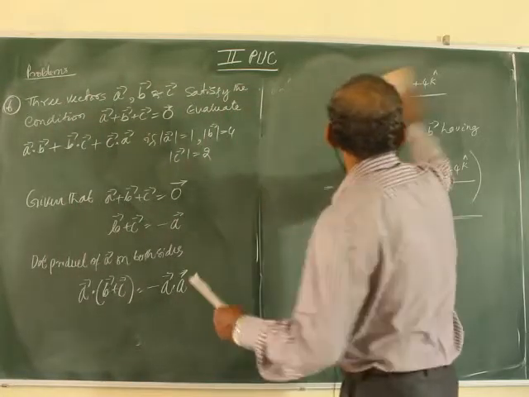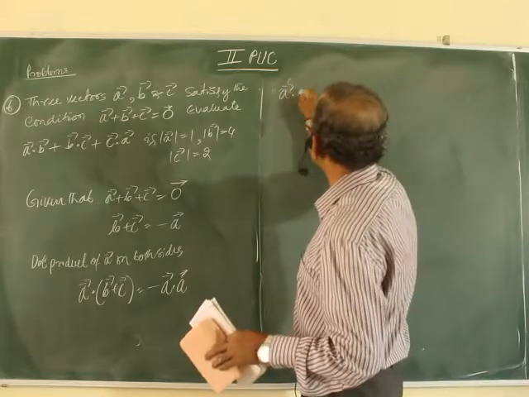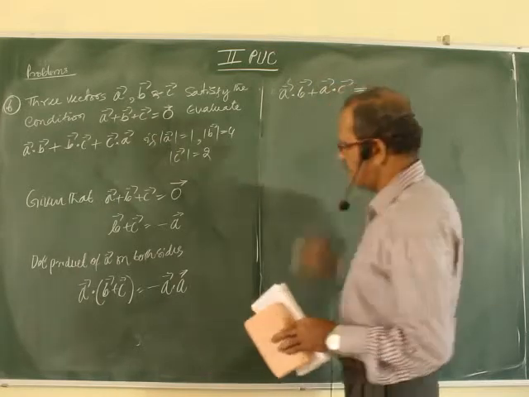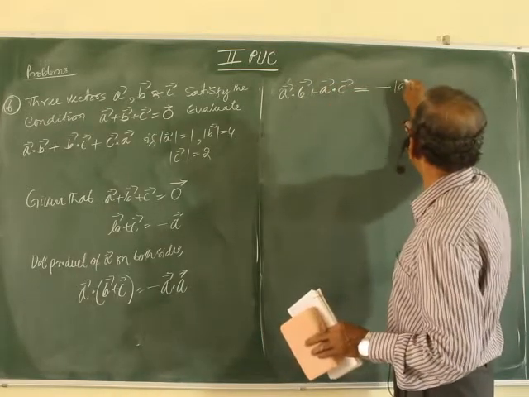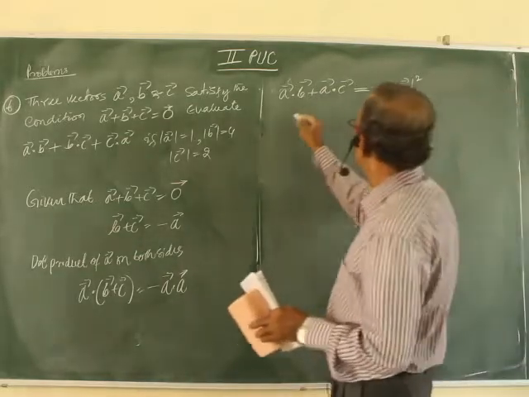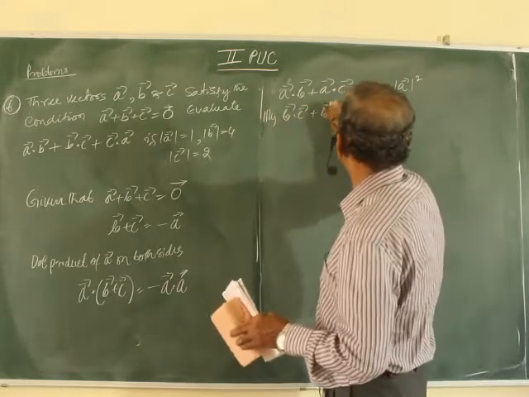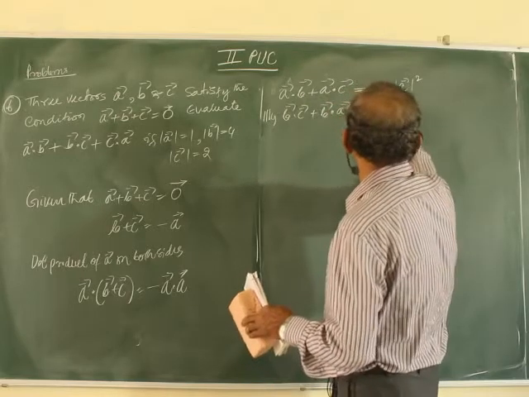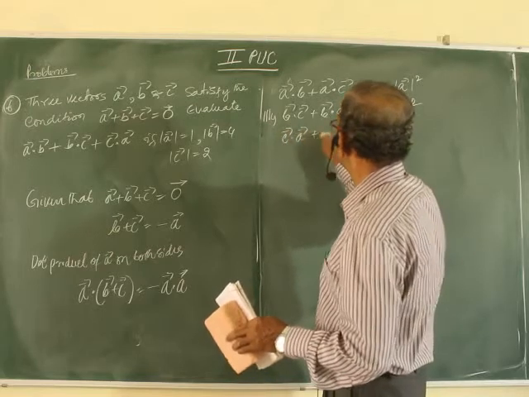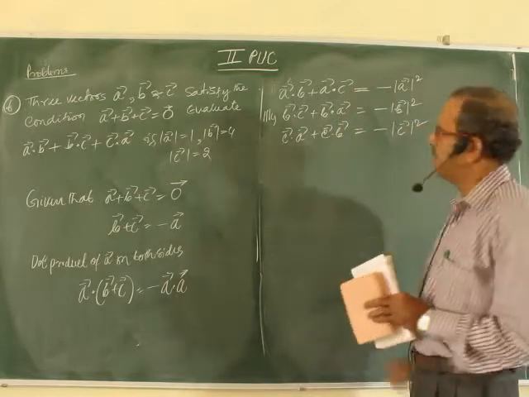Right? Simplify it. Remove the bracket. A dot B plus A dot C equal to minus mod A square, formula. Similarly, B dot C plus B dot A equal to minus mod B square. C dot A plus C dot B also equal to minus mod C square.